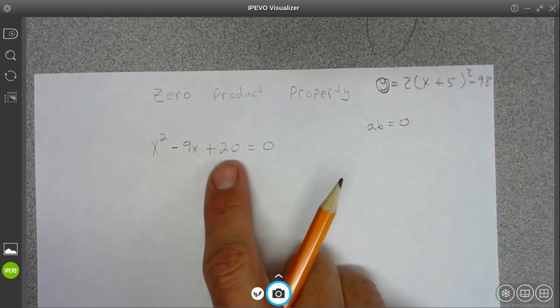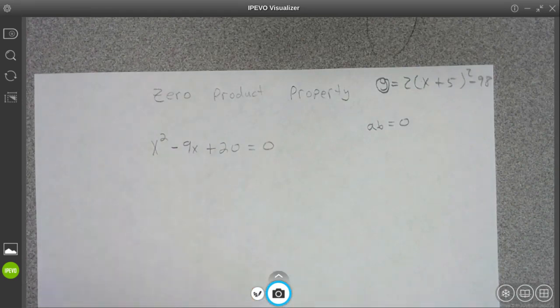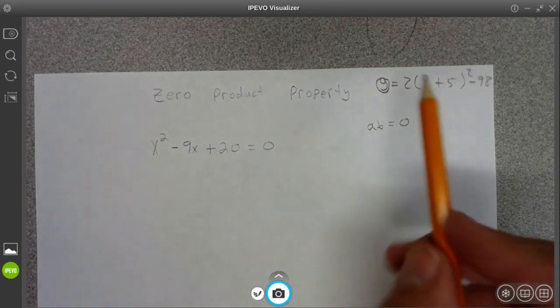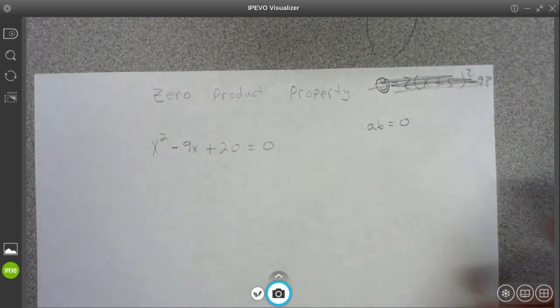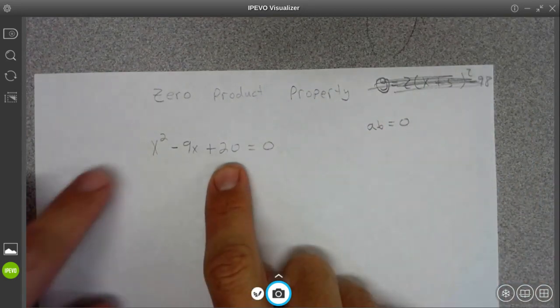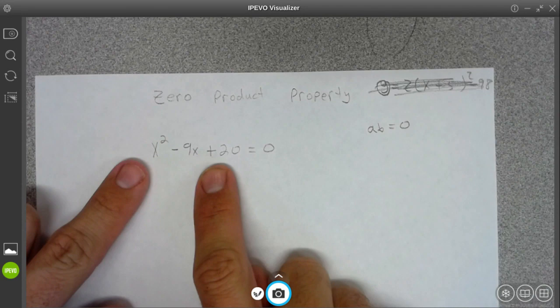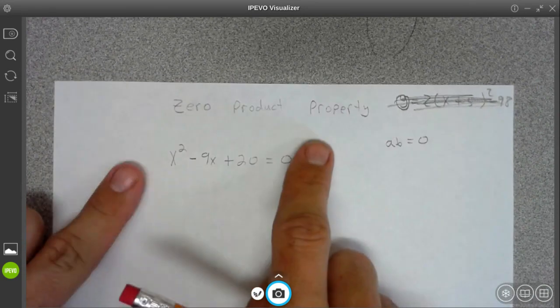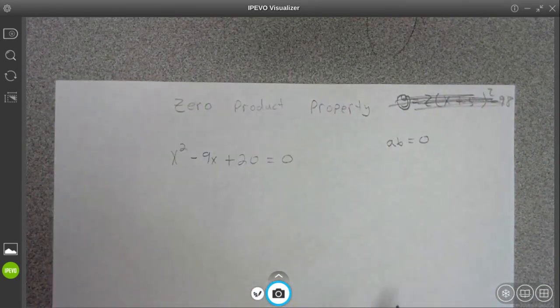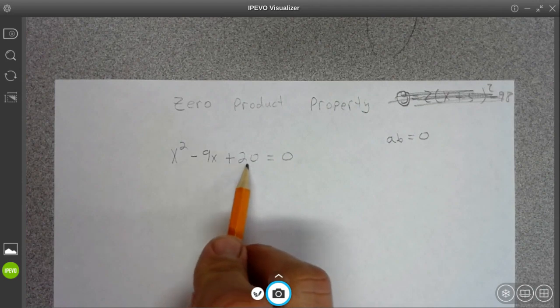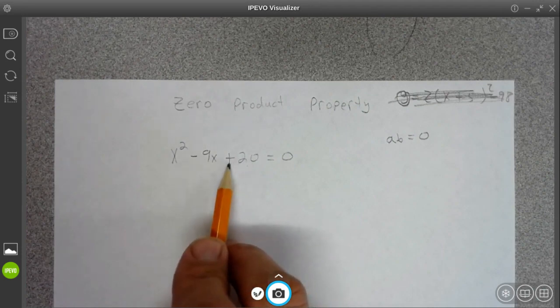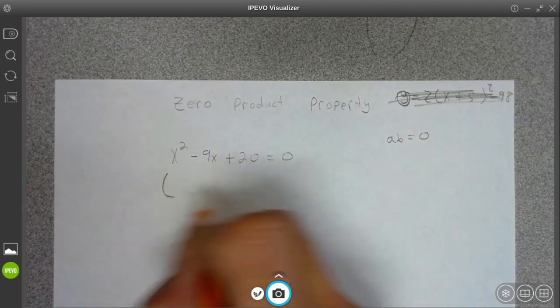Now it's in standard form, and this is one way. I'm going to show you one way that you can solve these, and it involves factoring. Oh my gosh, you're so lucky. What we're going to do is factor this quadratic. I'll show you why it's called the zero product property in a sec. So two numbers that multiply to 20, and they add up to give you 9.